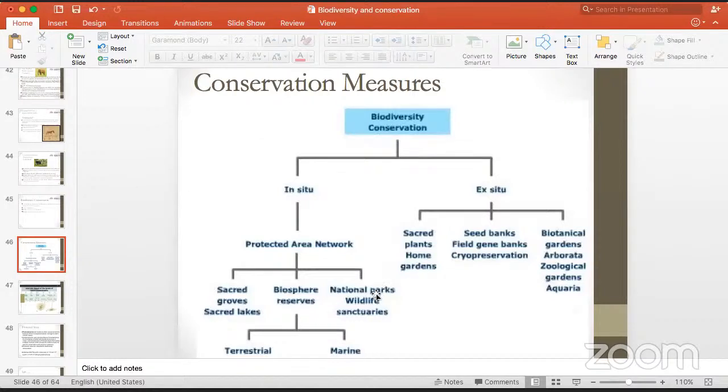Okay, so the first one is a national park. The second is a wildlife sanctuary. So now, what is the difference between a wildlife sanctuary and a national park? Okay, so let's study them.